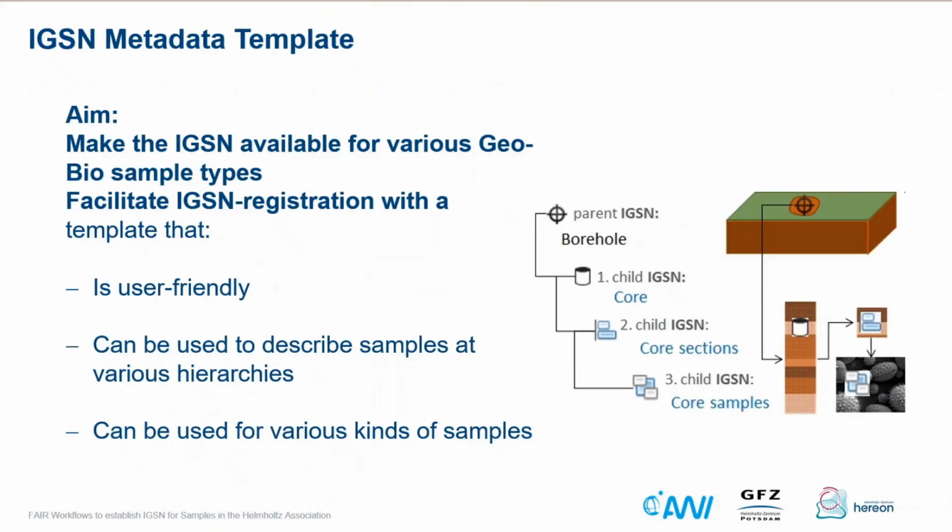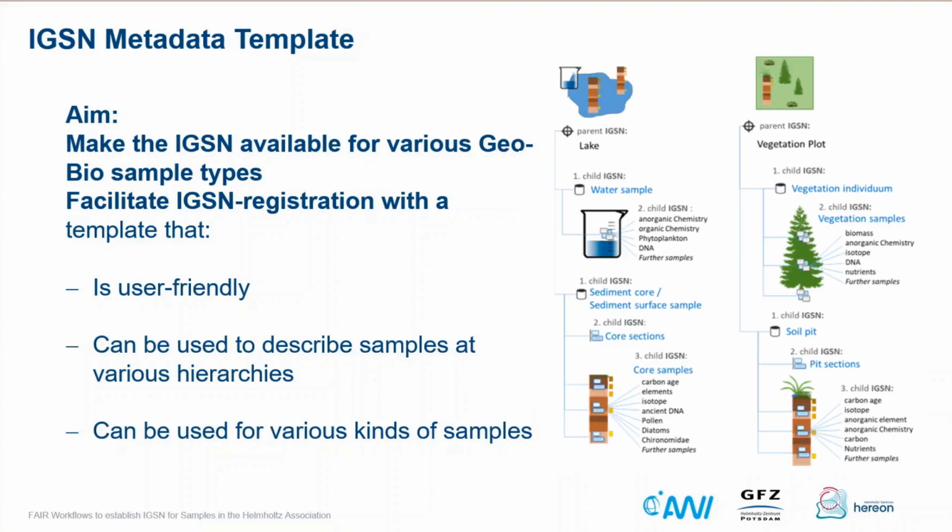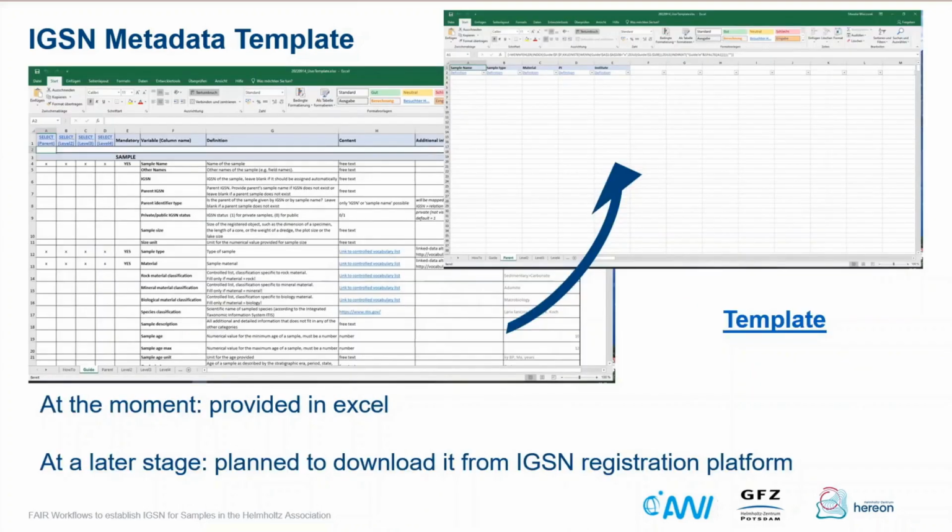In our project, we created a template which serves for batch registration for various Geo-Bio sample types. Many samples are hierarchical, meaning that, for example, a borehole is the parent. In this borehole are several cores taken as children. The cores have children which are core sections, and core sections have individual samples as children. With our template, we aim to facilitate user-friendly IGSN registration, register samples at various hierarchy levels, and of course, various kinds of samples. And with this, I want to close the introduction and switch to the sample registration template.